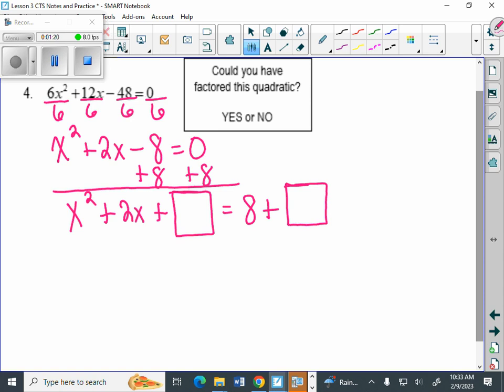Figure out what goes in that box. You take this value, divide by 2. It's always divide by 2, and square it. And over here, it's going to be the same thing. 2 divided by 2, and squared. And you can see the square a little bit better in that second box.